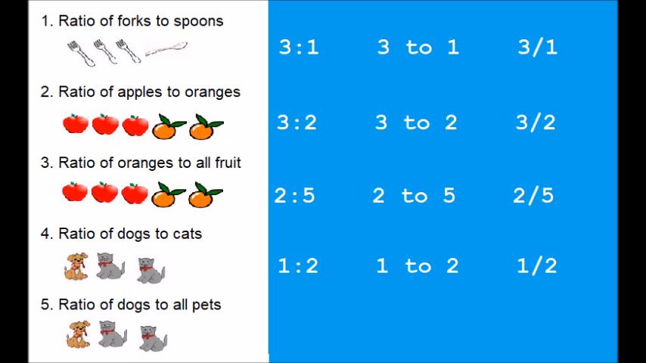The ratio of dogs to cats would be 1 dog to 2 cats. And the ratio of dogs to all pets would be 1 dog to all 3 pets. 1 colon 3, 1 to 3, or 1 over 3.